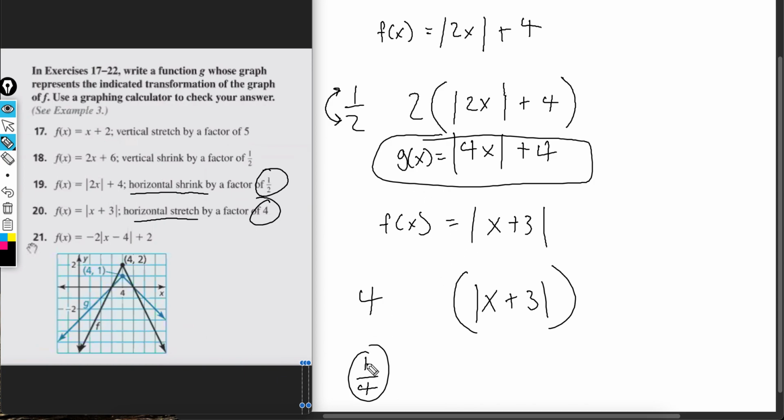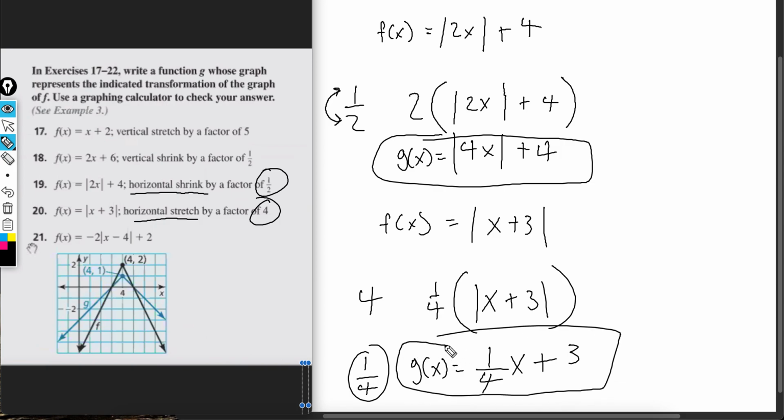So we established they wanted us to do it by 4. It becomes 1/4. What's 1/4 times x? Well, that's pretty easy. It's 1/4 x plus 3. Remember, this one doesn't get touched. It's only the x. Now we write g of x equals this. And that's how you do these. I'm going to ignore this one because it's just graphing it.